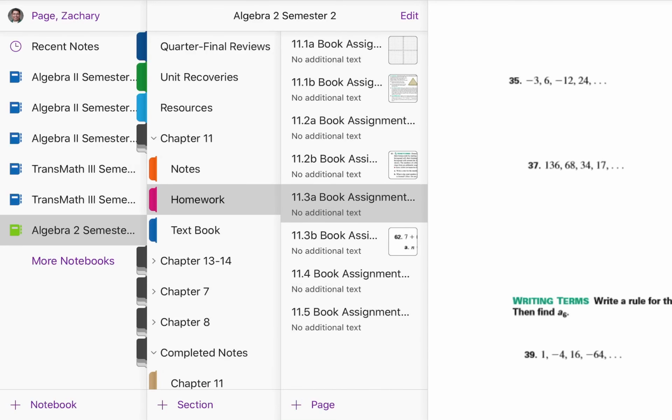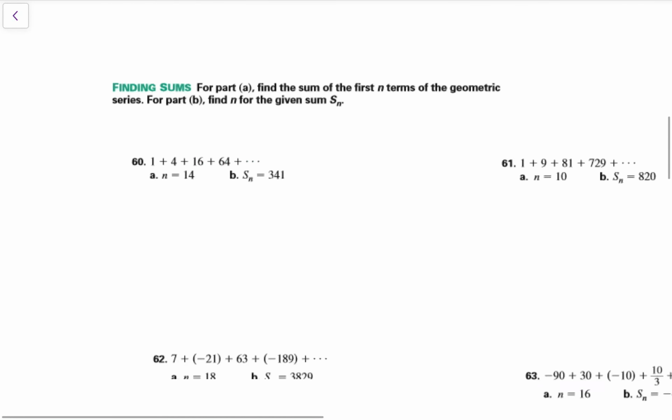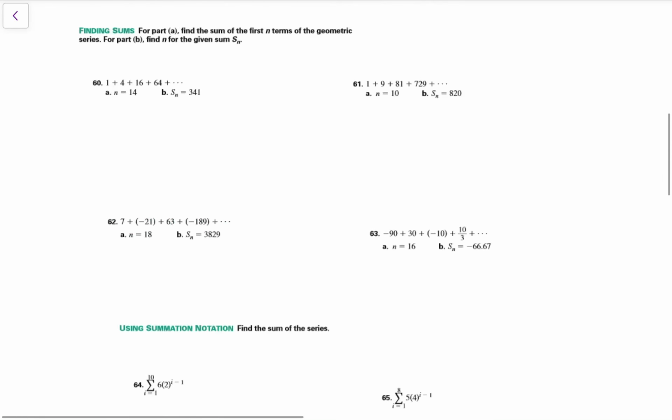There are your notes for 11.3b, geometric series. Make sure you go into the Chapter 11 homework, 11.3 assignment. There are your problems.